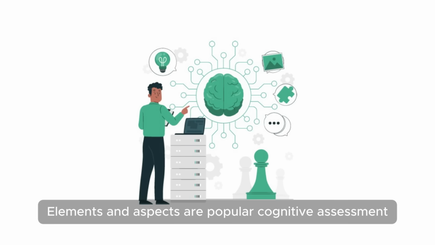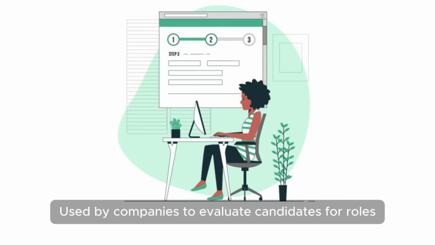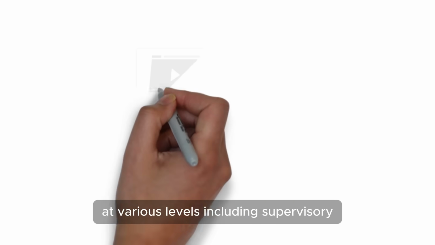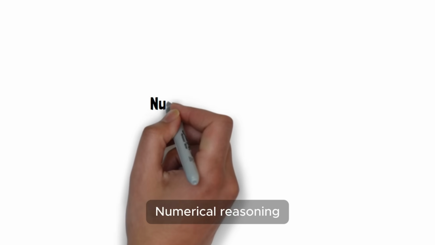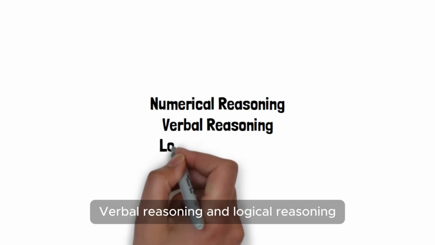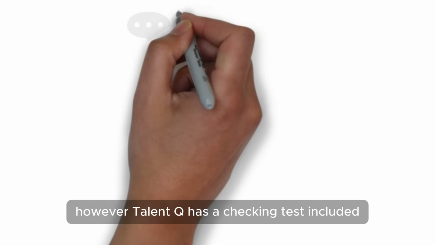TalentQ Elements and Aspects are popular cognitive assessments used by companies to evaluate candidates for roles at various levels, including supervisory, graduate, and professional positions. The test has three main categories: numerical reasoning, verbal reasoning, and logical reasoning. However, TalentQ has a checking test included.